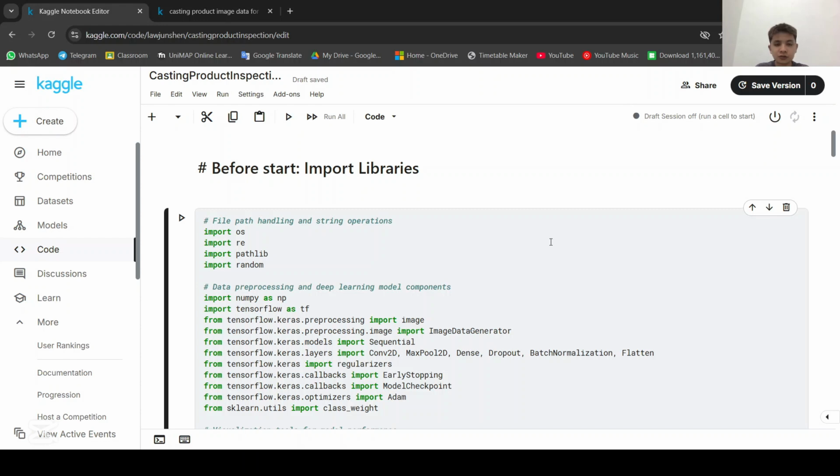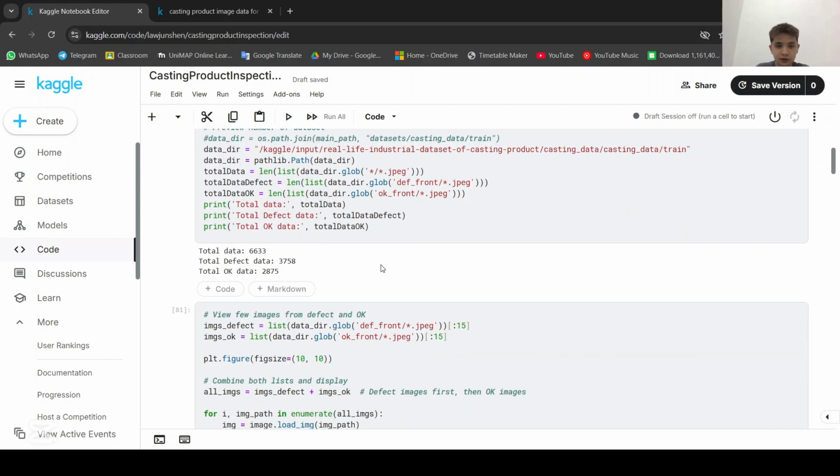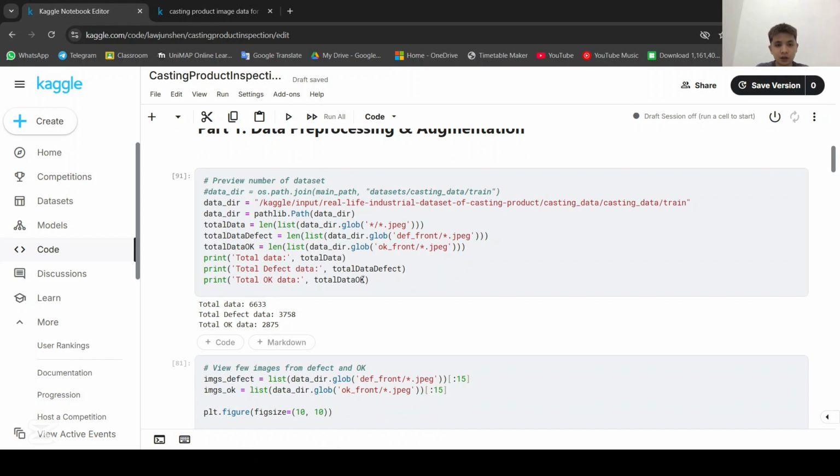Let us go through the code. Before we start, for sure we need to import the essential libraries that will be used to design the deep learning model. Basically, most of what I'm using is from TensorFlow Keras. So we start on part one, data preprocessing and augmentation. At first, I wrote a program to verify and check the total dataset, for the total overall data, defect and okay.